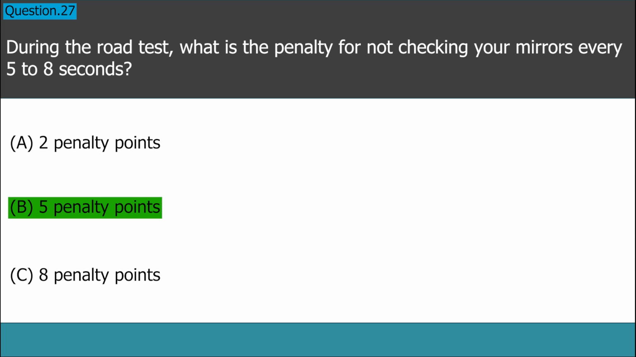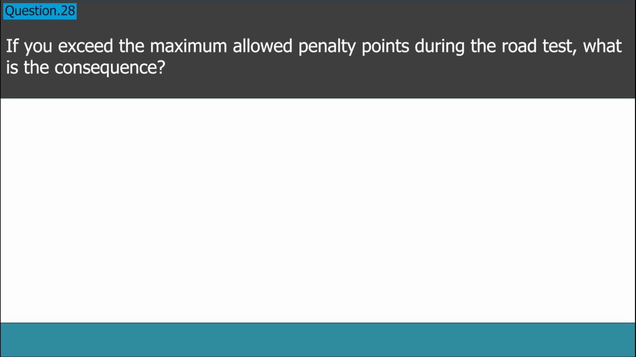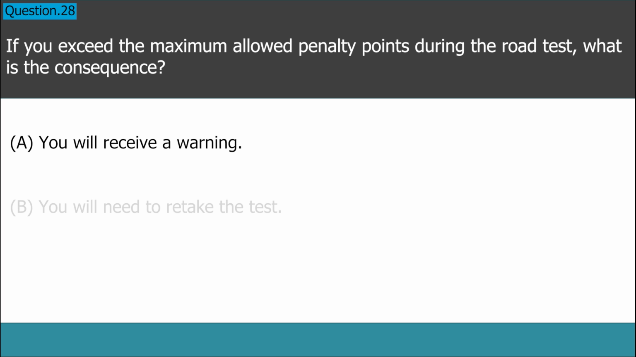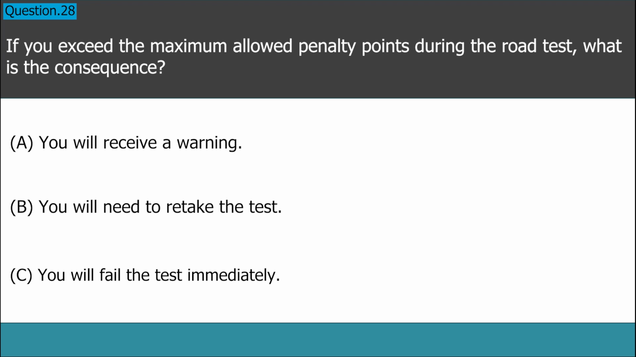Regular mirror checks are crucial for situational awareness and safety. If you exceed the maximum allowed penalty points during the road test, what is the consequence? A. You will receive a warning. B. You will need to retake the test. C. You will fail the test immediately. Answer: C. You will fail the test immediately. Exceeding the penalty points limit indicates unsafe driving practices.